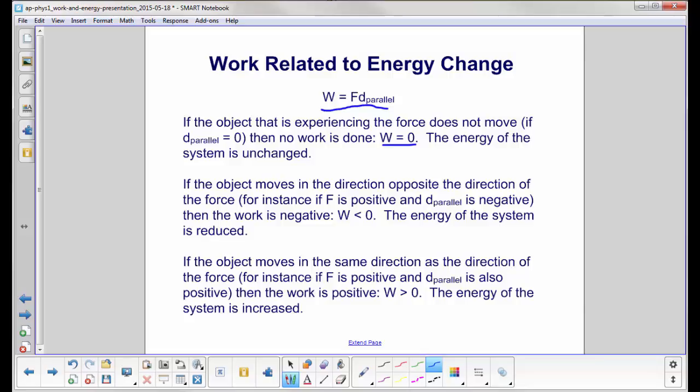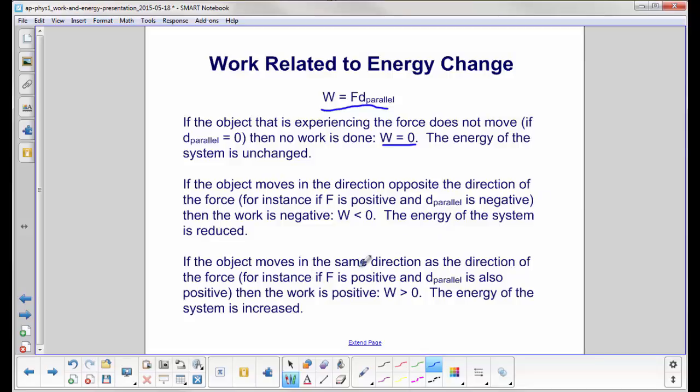If the object moves opposite the direction of the force, for example, if the force is positive and the distance is negative, the displacement is negative, then the work is negative. The energy of the system is reduced. Again, the best example of that is if you're driving a car, you're moving, let's say, in the easterly direction, you put your brakes on. You are now going to accelerate in the westerly direction. You are still moving east, the force is west, you're doing negative work, and the energy of the system, your car, is decreasing, you're slowing down.